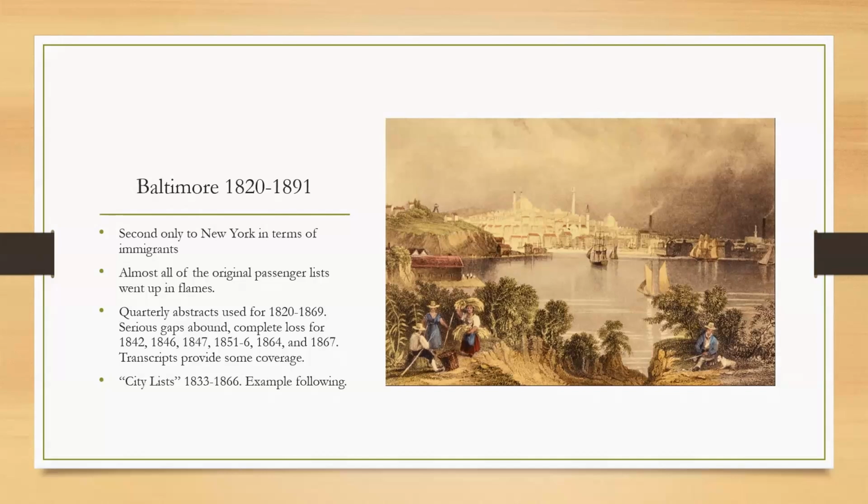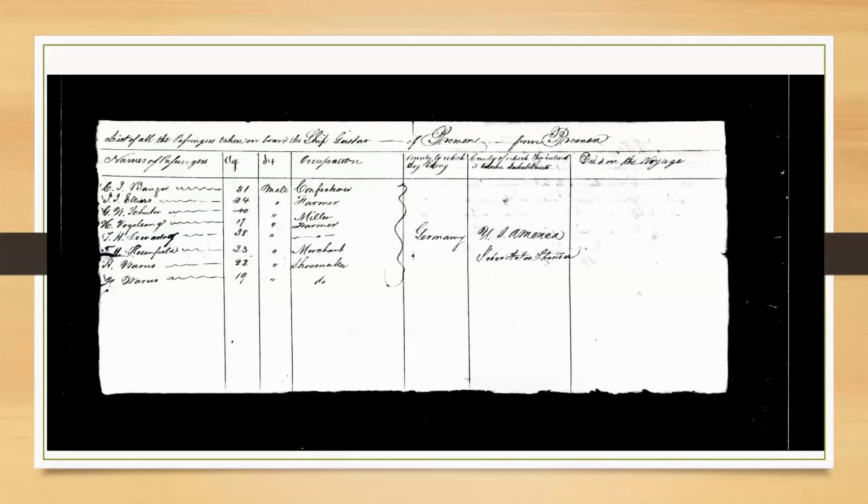Transcripts will provide some coverage for this time period. What we primarily use for customs passenger lists in this time period for Baltimore are what are known as city lists, which go from 1833 to 1866. A bit like how Boston did it, the city lists are generated from a law by the Maryland legislature that imposes a tax upon immigrants to help indemnify the city of Baltimore for taking care of the large amounts of immigrants that come to Baltimore, that the city then in turn has to house and feed to keep them from starving to death, which I think we can all agree is a good thing to do, right?